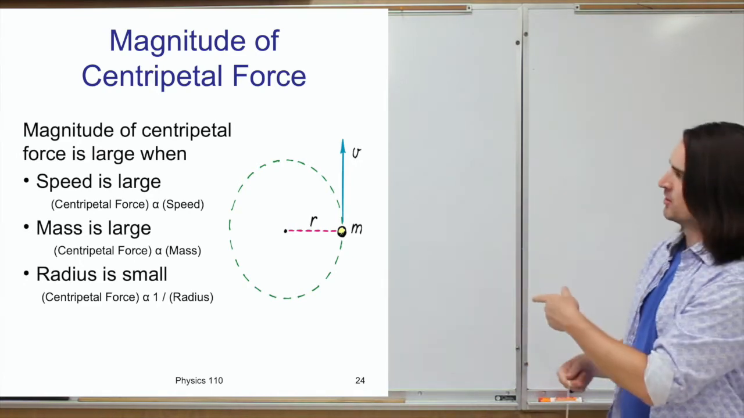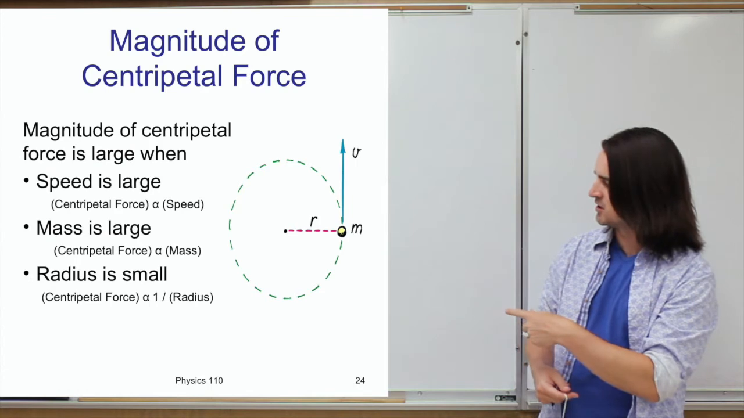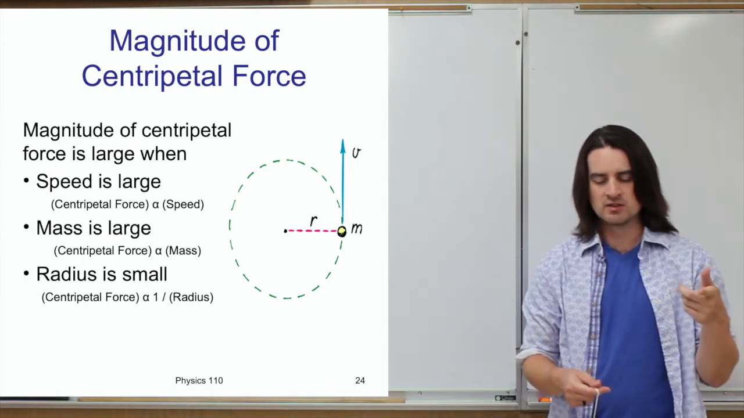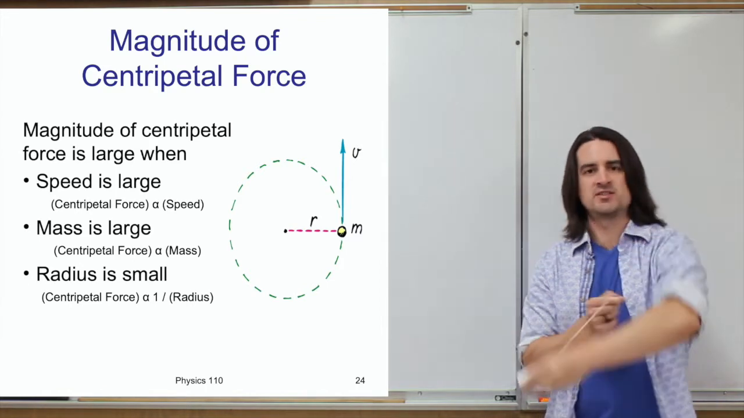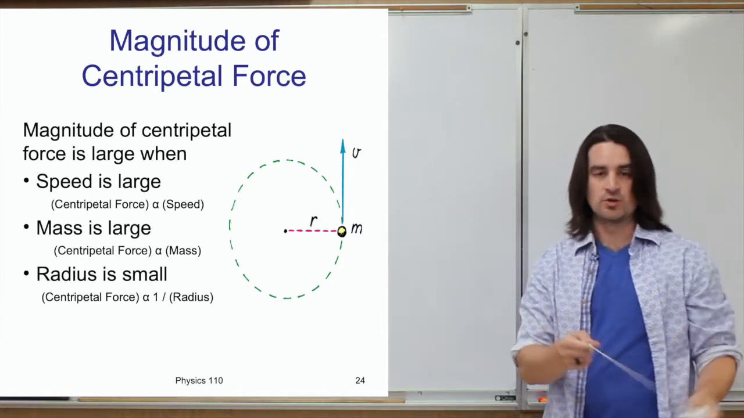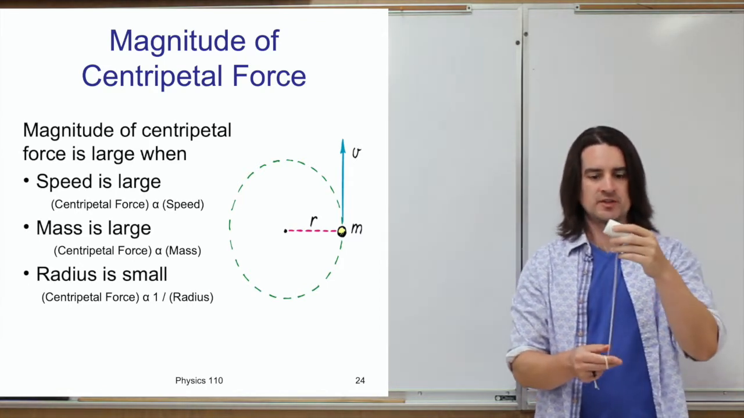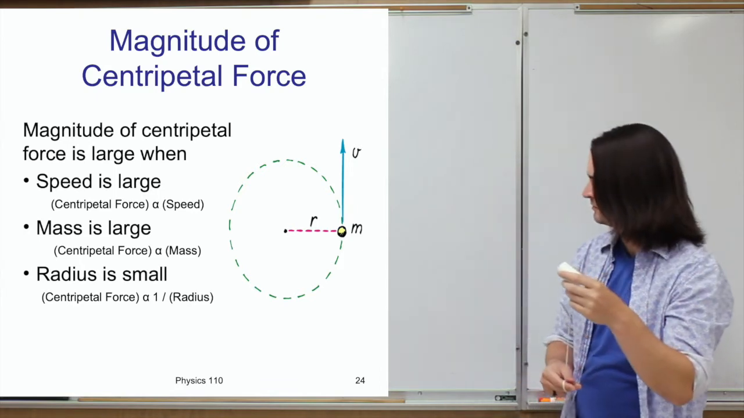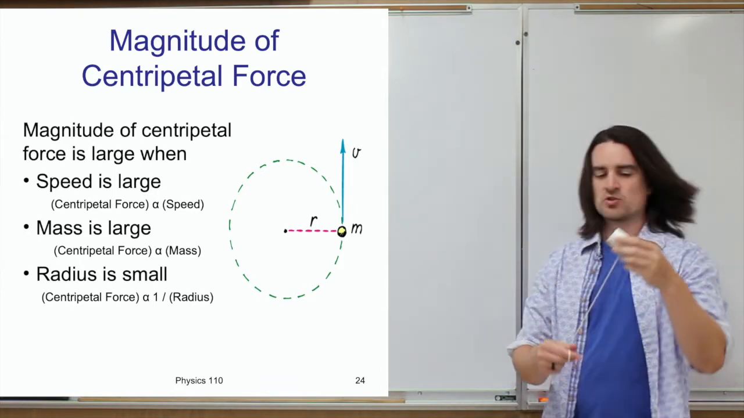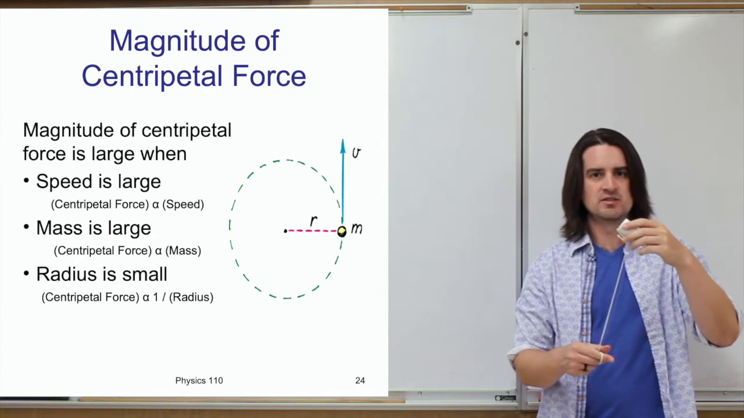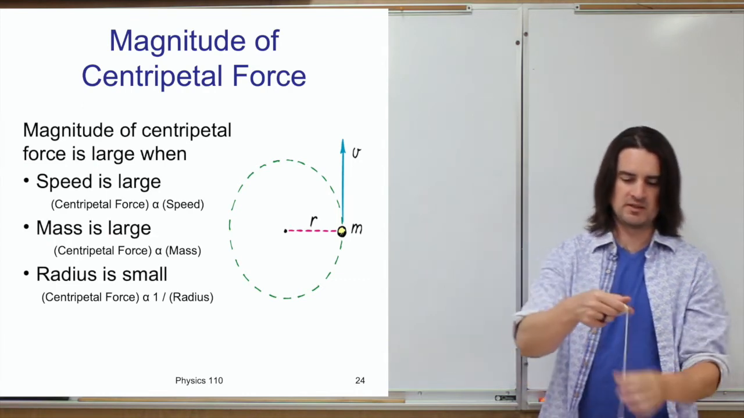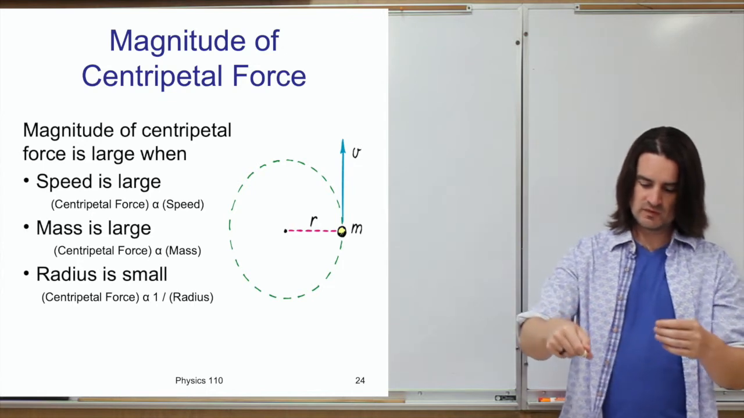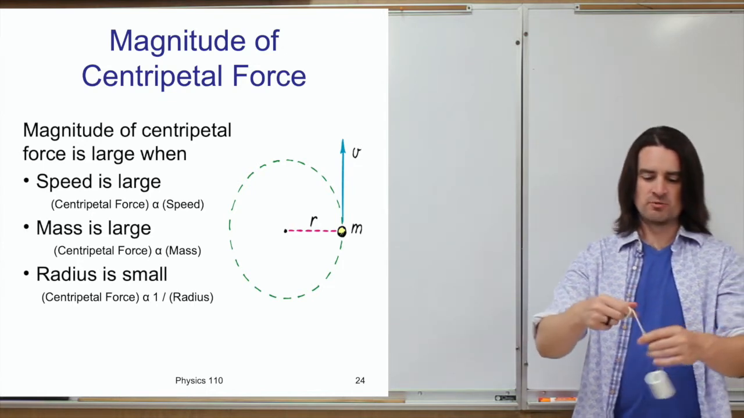And then finally, the centripetal force actually goes up as the radius, being the distance the object is away from that center, goes down, right? So the smaller the radius, the larger the centripetal force needs to be, right? And that's also another one that's fairly easy to see.